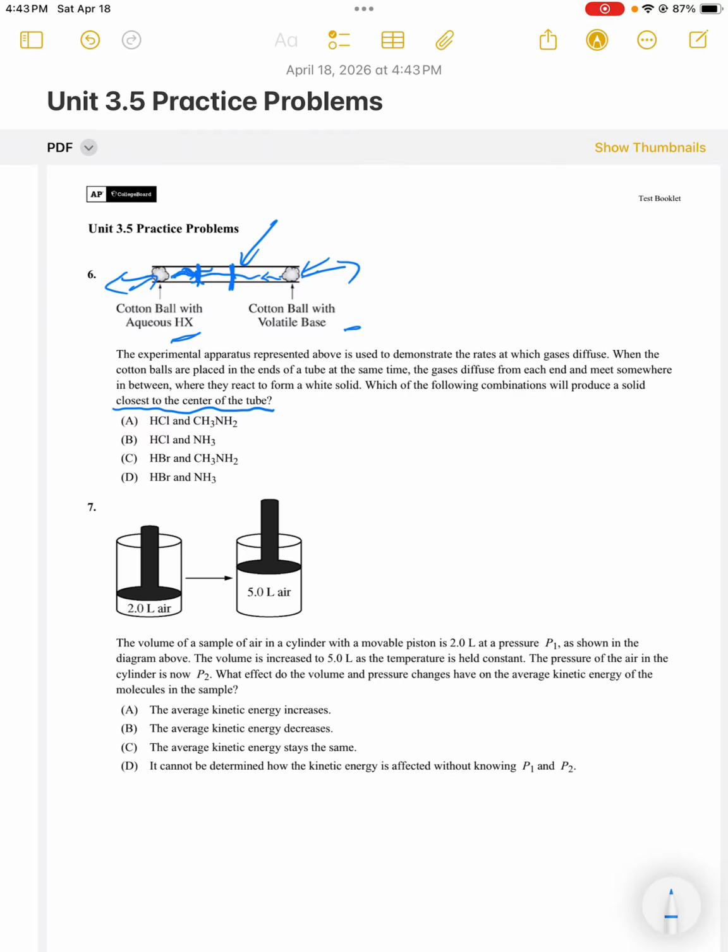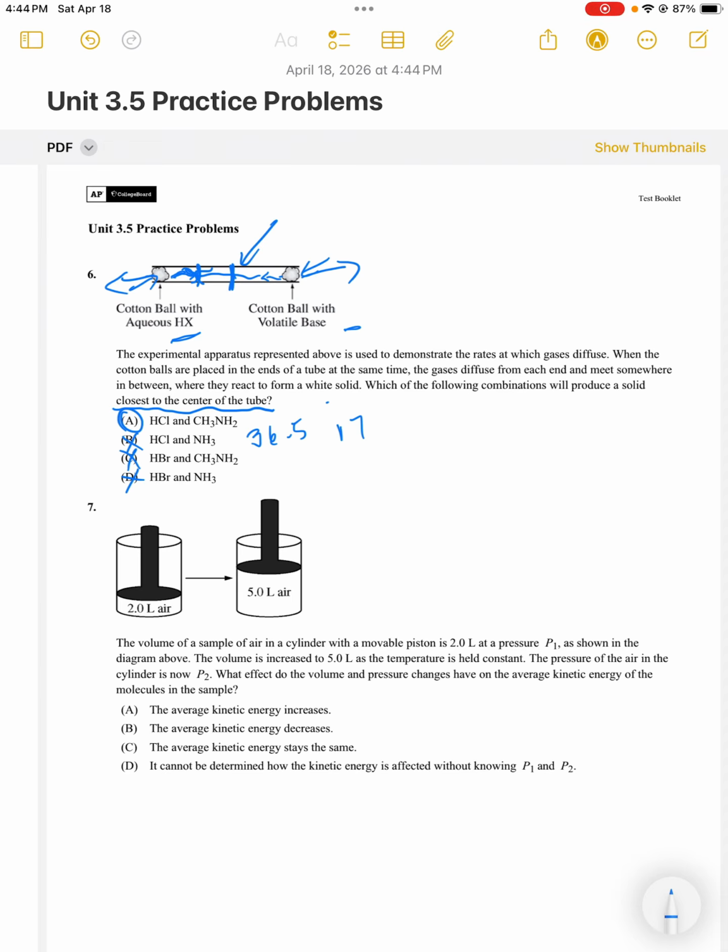So you have to add up everyone's molar mass. When you do that, you will immediately rule out C and D because HBr is really heavy. And so you're down to A and B. For B, HCl is about 36.5 and ammonia is about 17. But if you go to A, HCl is about 36.75, and I think this methylamine is going to be about 31. These are the two that have the closest molar mass.